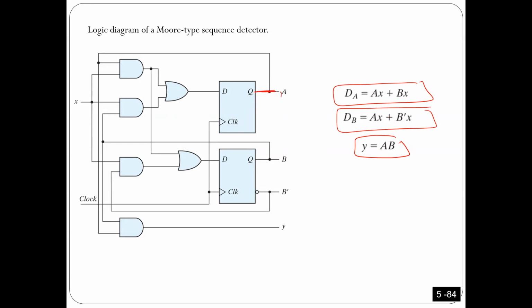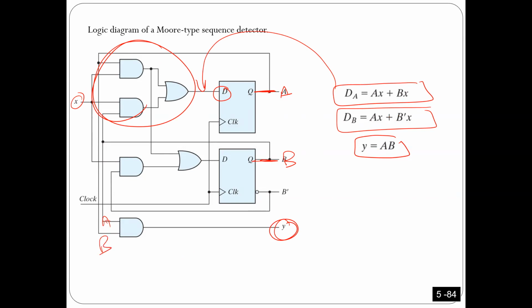Okay, so now I need 2 flip-flops. The output of the first one is A, the output of the next one is B. Is that okay? And here, this is the D of A. I need this circuit here. You have input X. Okay, this is here for Y. Y is coming from A and B. Okay, same thing. This input here is coming from there. That's it, I'm done. Is that okay? Next time, I'm going to explain it again.